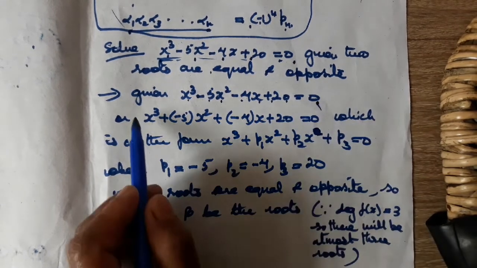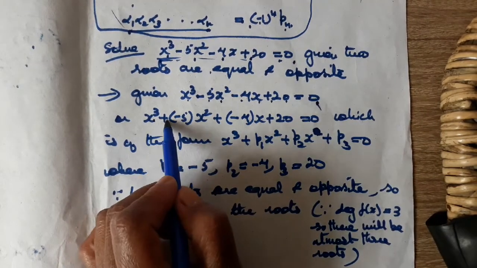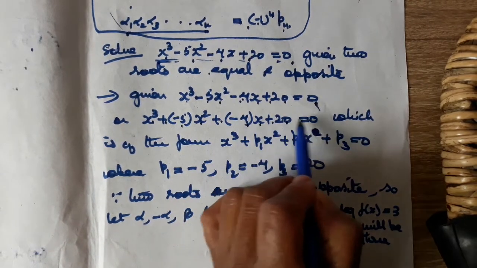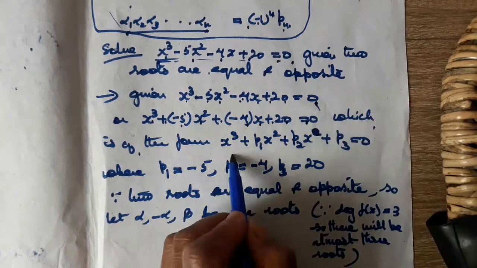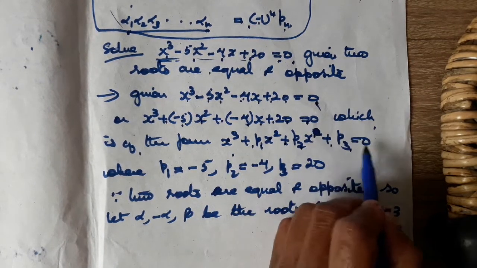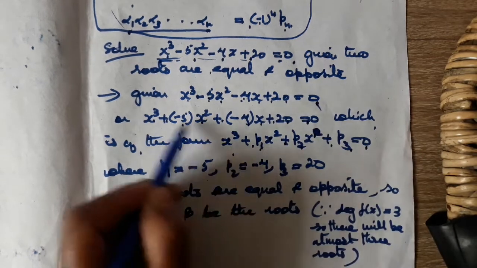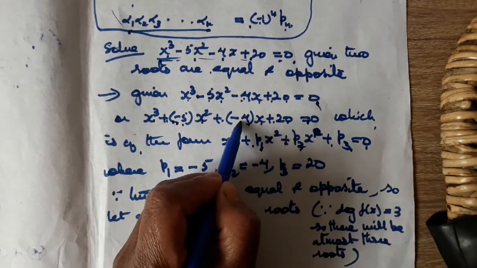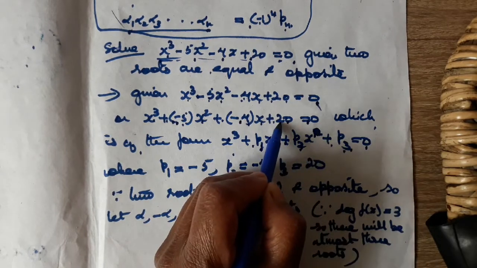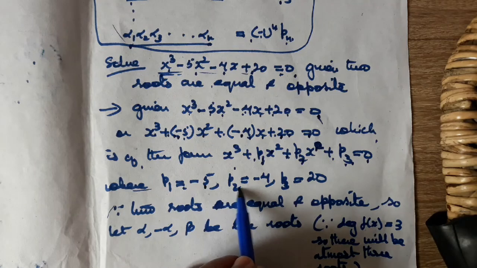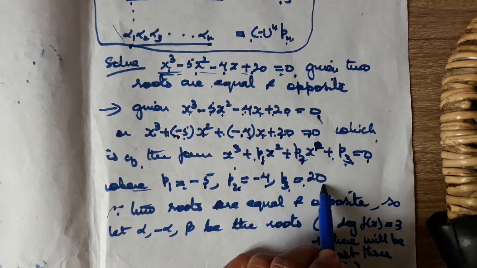It can be rewritten as x cubed plus (-5) into x squared plus (-4) into x plus 20 equals 0, which is of the form x cubed plus p1x squared plus p2x plus p3 equal to 0. So from here you compare it. What is p1? P1 is minus 5, p2 is equal to minus 4, and p3 is equal to 20.